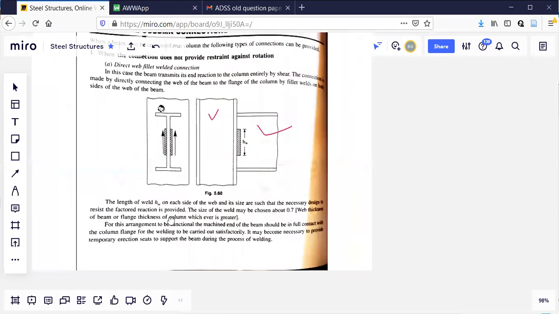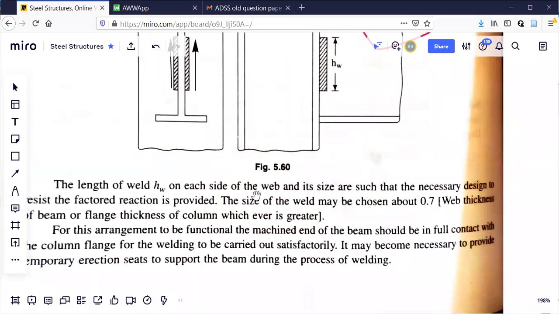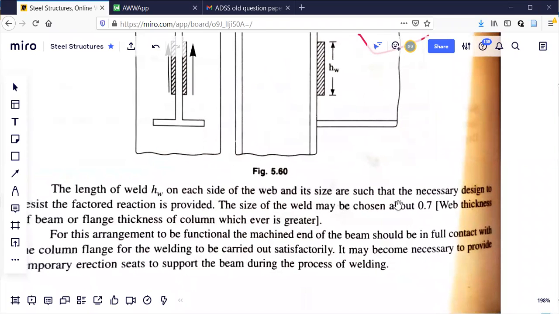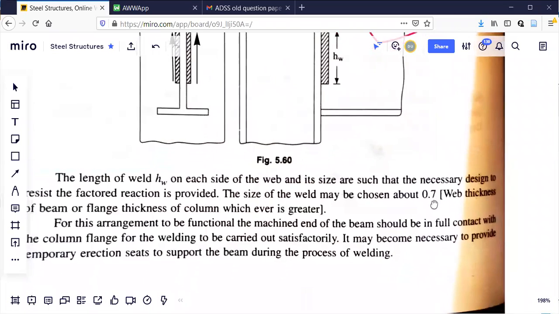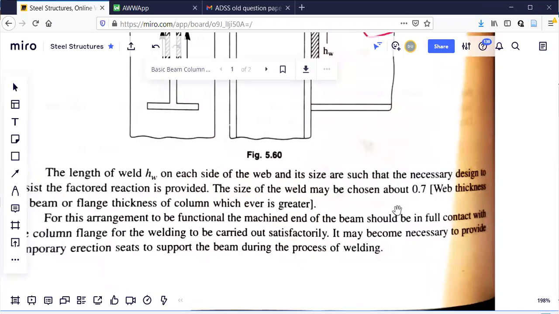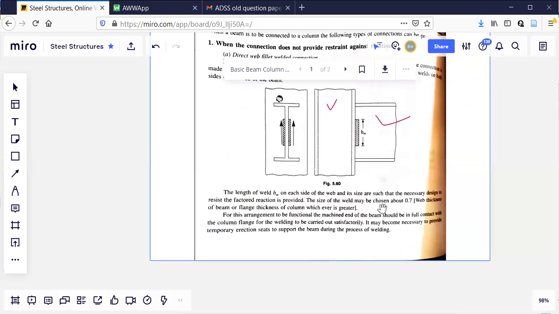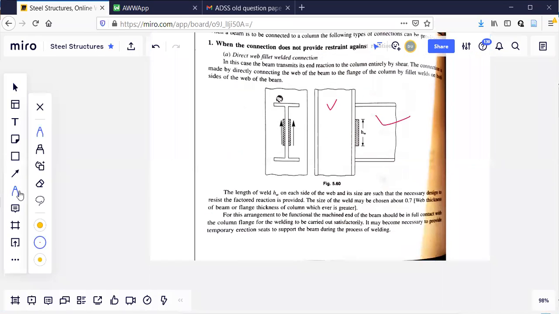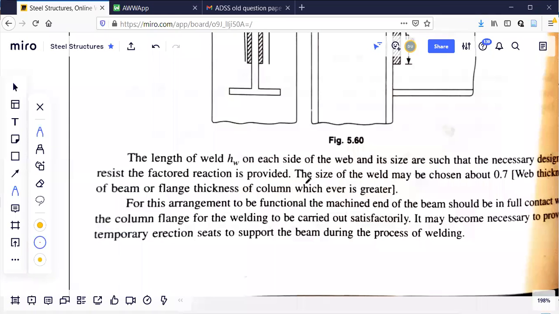So the length of the weld HW on each side of the web and its size are such that the necessary design to resist the factored reaction is provided. The size of the weld may be chosen about 0.7. This is as per the code book. This sentence is important. I'll underline it. What is important in this entire statement is the size of the weld may be chosen about 0.7.